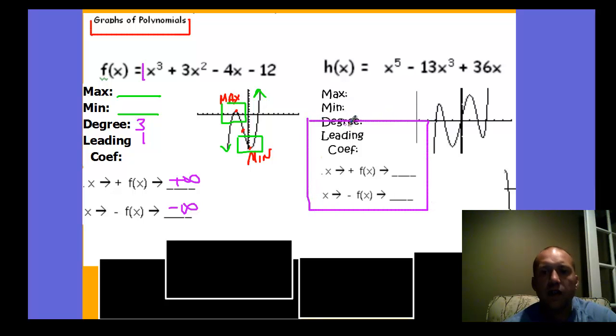So I want you to try finding the degree, leading coefficient, and end behavior for this graph. And I'll help by putting little arrows in to help you out a little bit. But tomorrow, turn your paper in with the degree and the leading coefficient, and then the end behavior for this graph.